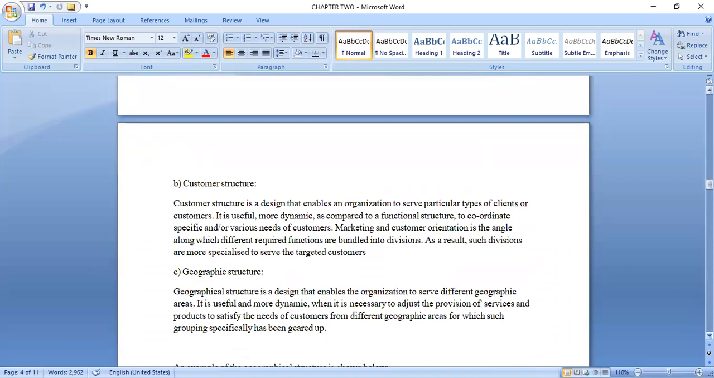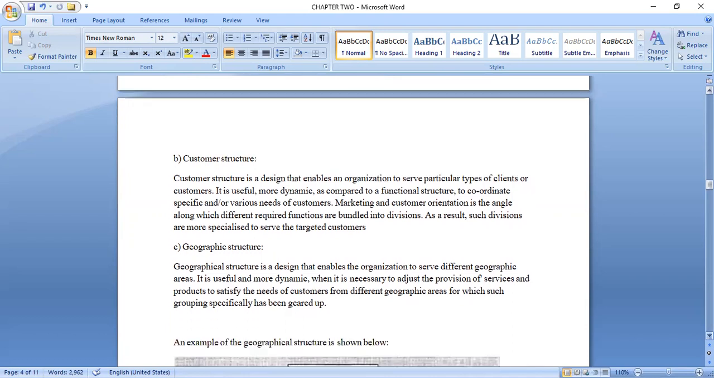Then it's still under divisional organization structures. We have the customer organization structure. This will be categorized in regard to the different customers of the organization. So you'll find different managers, line manager 1, line manager 2, line manager 3, each manager handling a section of customers, a section of clients. So that's how the division of labor comes in, right?